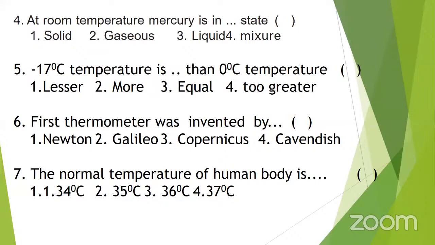First thermometer was invented by, that we discussed. The normal temperature of a human body is. Some simple questions are given. Let me check your answers. Sixth one is second. Okay, of course. Fifth one is one. Okay. What about fourth? No one is answering the fourth. Let me see. Fourth is, I don't know. Who answered? Someone answered.